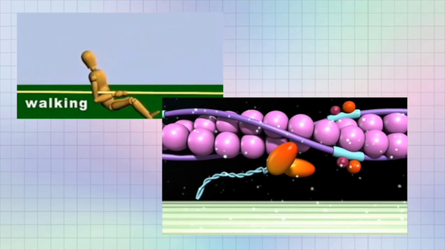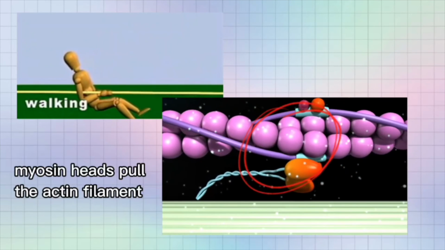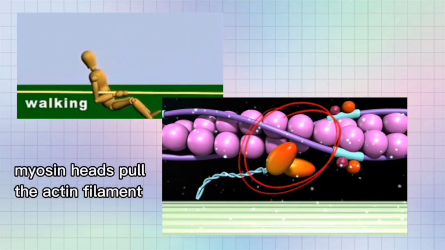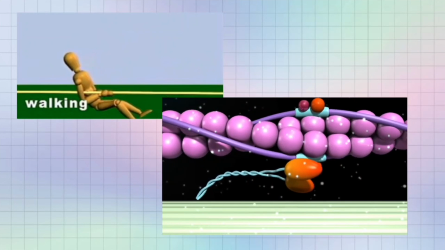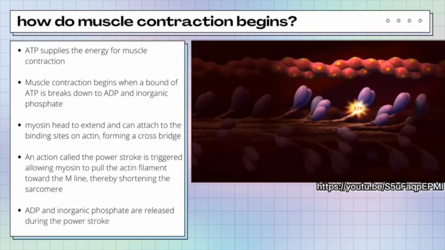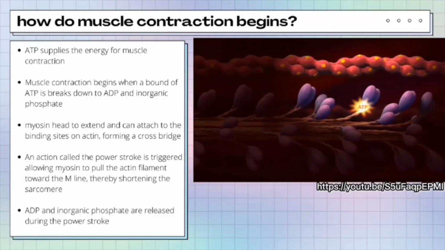So as you can see in this video, the myosin heads are like your hands, grasping, pulling, letting go of the filaments and then repeating the process. So how does muscle contraction begin? ATP supplies the energy for muscle contraction.